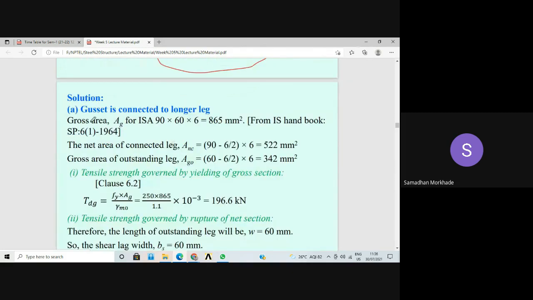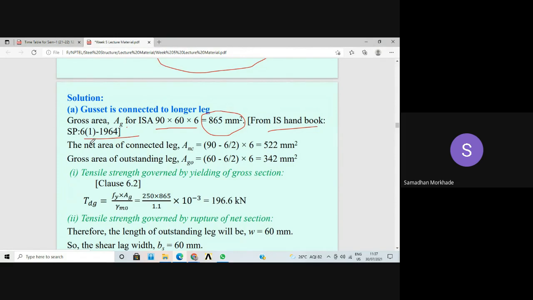Okay, first case number 1, when the gusset is connected to the longer leg. So the gross area Ag, for 90 by 60 by 6, is 865 mm squared. It is taken from the IS handbook, SP6 part 1, where SP6 means Special Publication 6 part 1, 1964. In that publication, the properties of the sections have been given. Again, it is given in IS 808. And you can refer to any steel table.